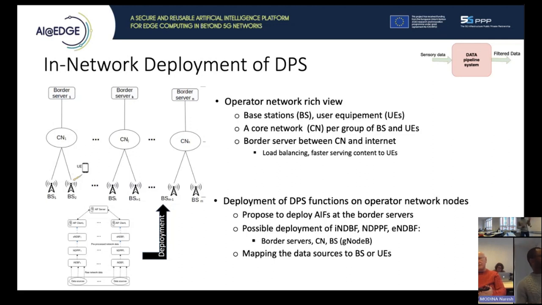Once we identify the operator network on which to deploy the data pipeline system, we propose to deploy the AI function at the border server, and the possible deployment of the data pipeline system functions can be on the border server, at the core network, or at the base station level. Here we assume that we map the data source to the base station or user equipment.